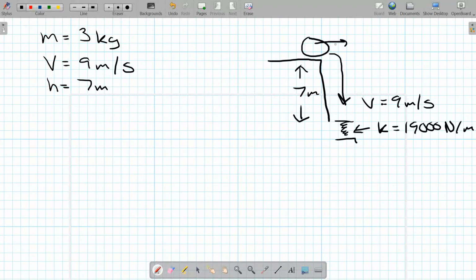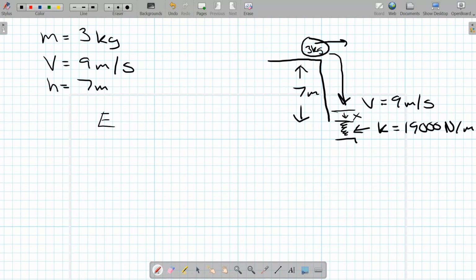All right, so we have this ball that's flying off the cliff, and it's going to land on a spring. The cliff is 7 meters high. The ball is 3 kilograms, the mass of it. The velocity, they say, is 9 meters per second. And the spring has a constant of K. What they really want to know is how much is it compressed.